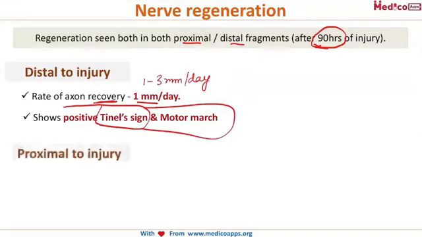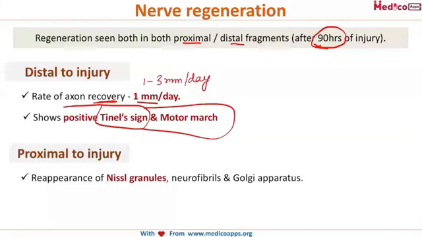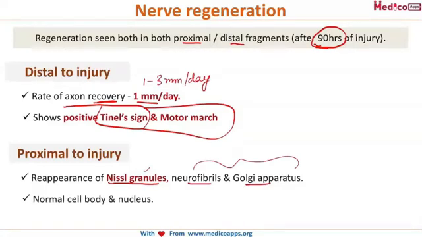Now, before going to that, let's look at the changes proximal to the injury. There is reappearance of the Nissl's granules, neurofibrils and Golgi apparatus. We have seen that these undergo chromatolysis and absolutely disappear, and all of these will reappear when the nerve cell is regenerating, and the cell will regain its normal cell body and nucleus. Right. Now, let's look at Tinel's sign and motor march in detail.